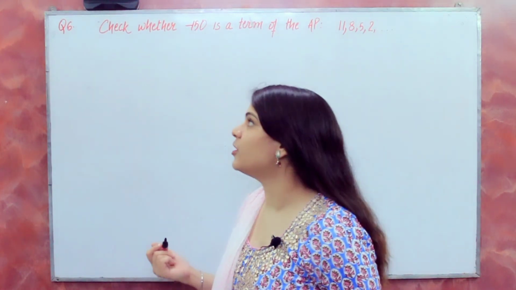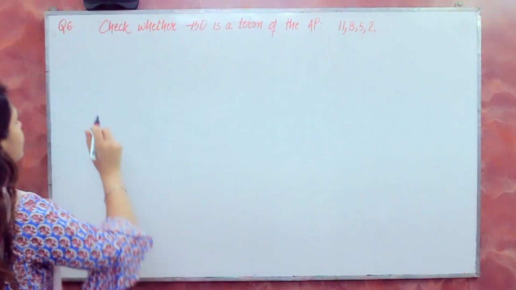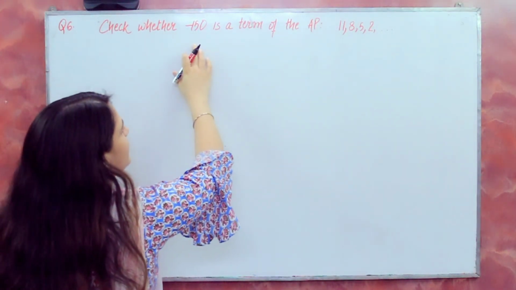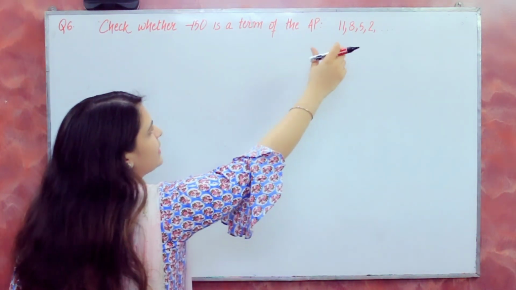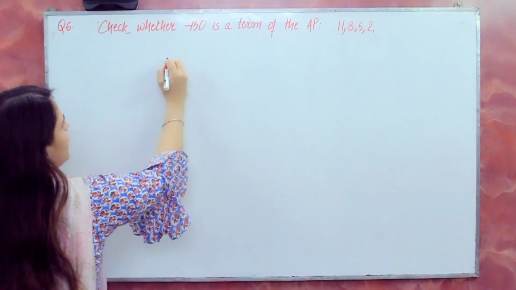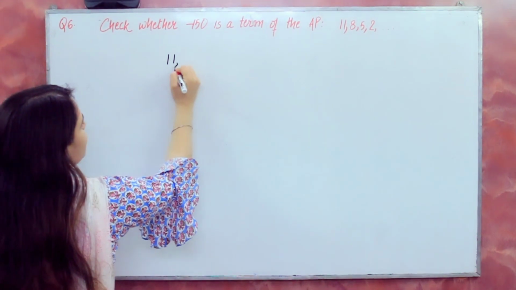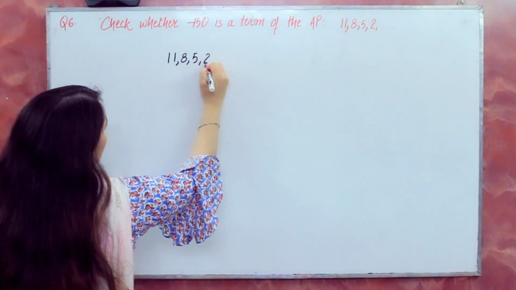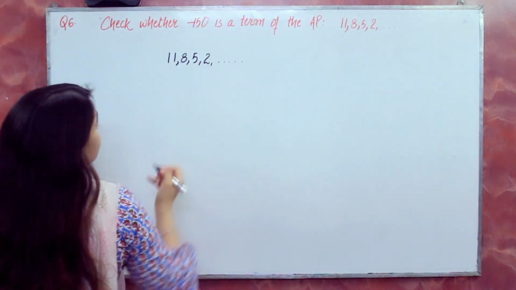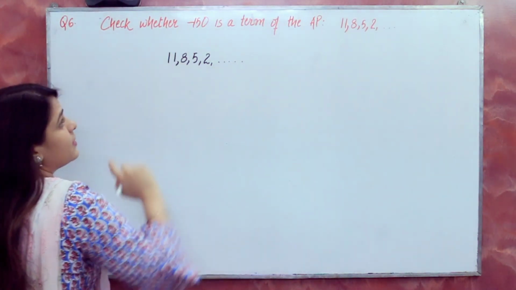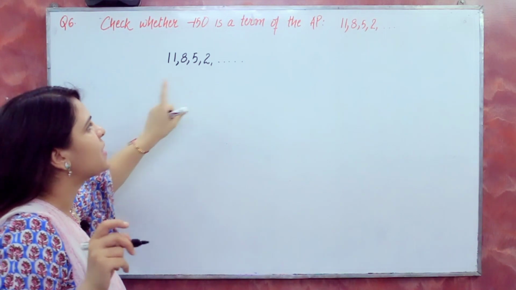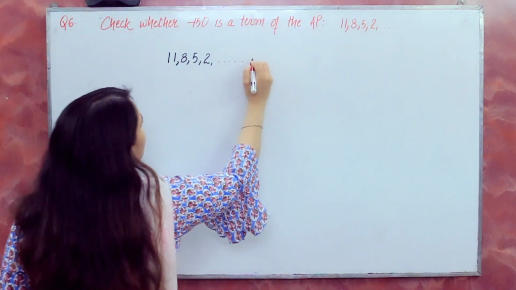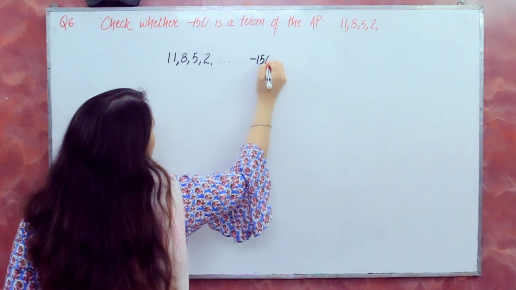Question number 6 of exercise 5.2 is, check whether minus 150 is a term of the AP 11, 8, 5 and 2. So we have our arithmetic progression as 11, 8, 5, 2. And you have to check whether minus 150 is a term of this AP or not. Let's say minus 150 exists in this AP.